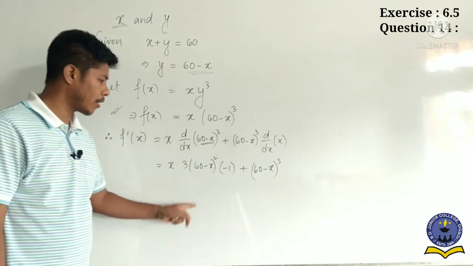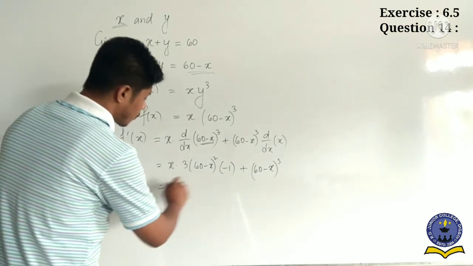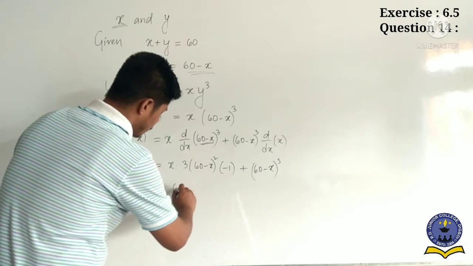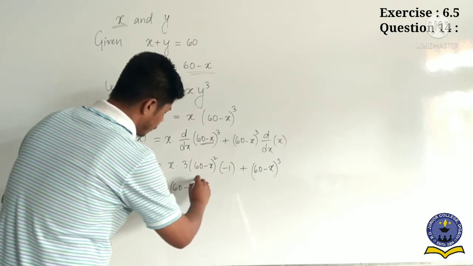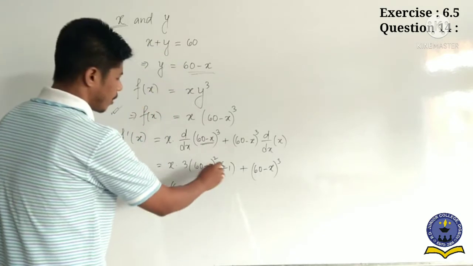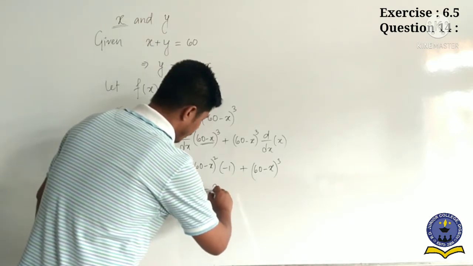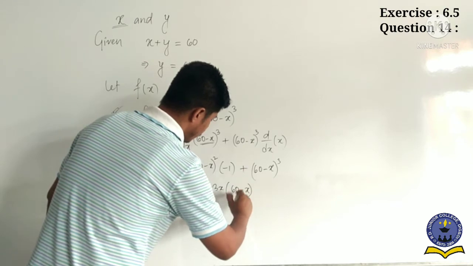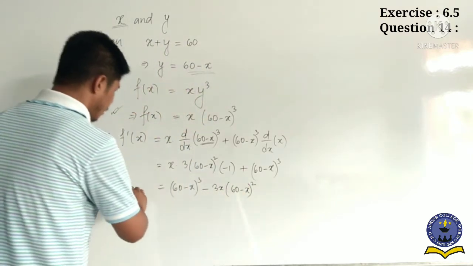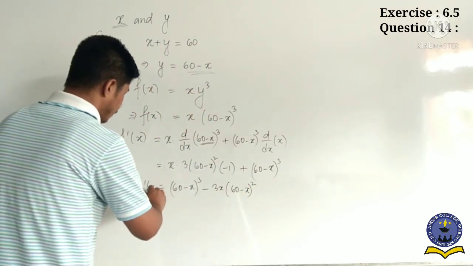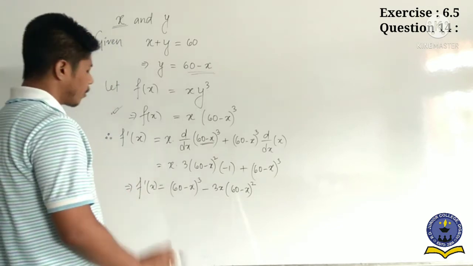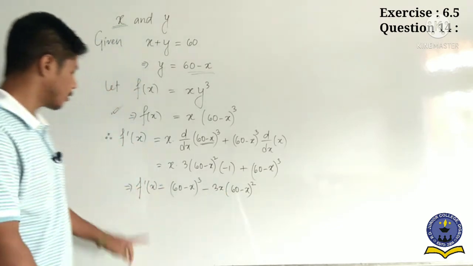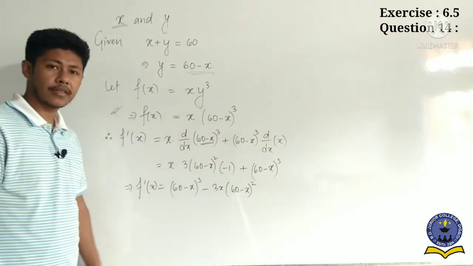So ultimately, if we write this first, here (60 minus x) whole cube, and here minus is there, so minus 3x into (60 minus x) whole square. Is it clear? So this one is f dash of x. I think all of you understood this now. So f dash of x equals this result.